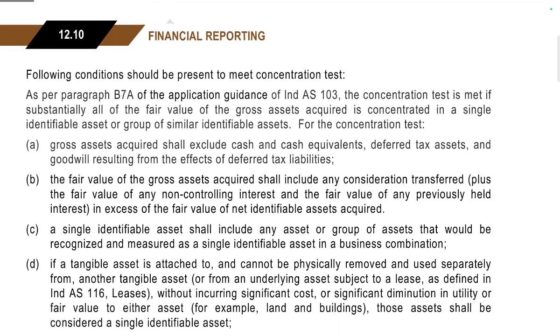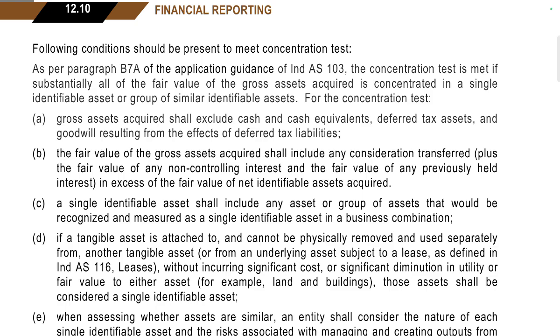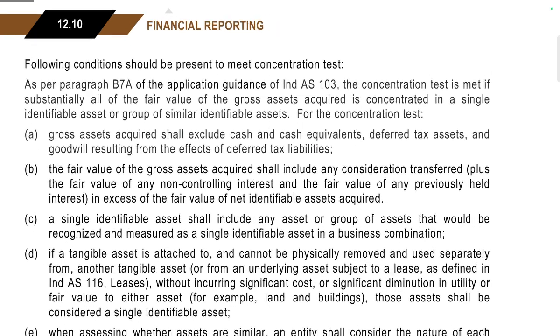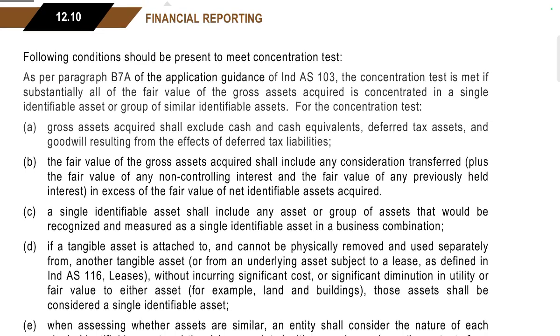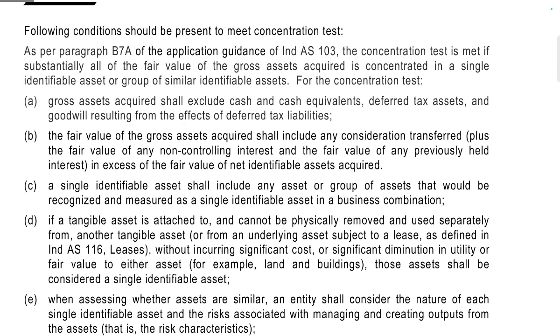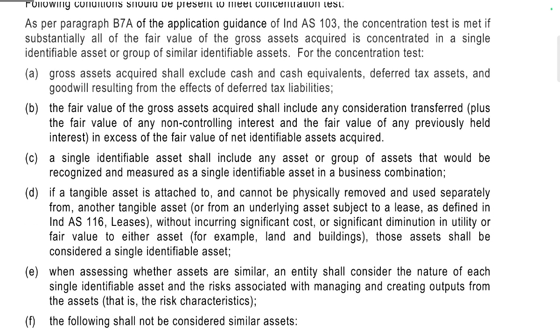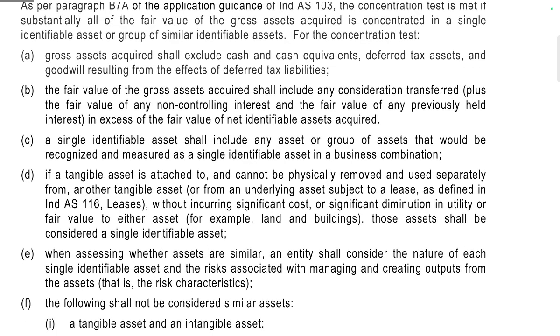The following conditions should be present to meet the concentration test, as per paragraph B7A of the applicable guidance of Ind AS 103. The concentration test is met if substantially all the fair value of the gross assets acquired is concentrated in a single identifiable asset or group of similar identifiable assets. The gross assets acquired exclude cash and cash equivalents, deferred tax assets, and goodwill that results from the effect of deferred tax liabilities.